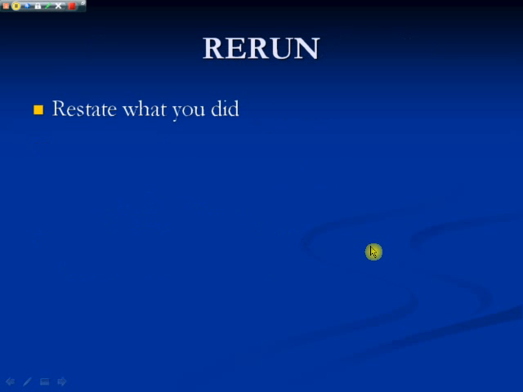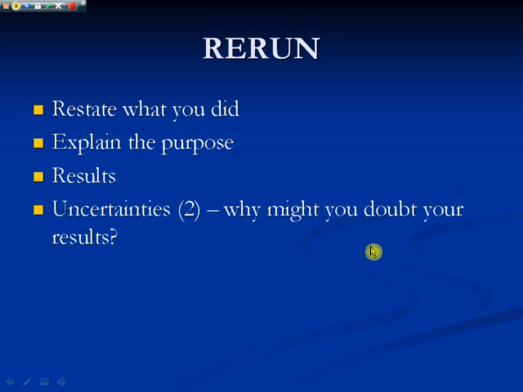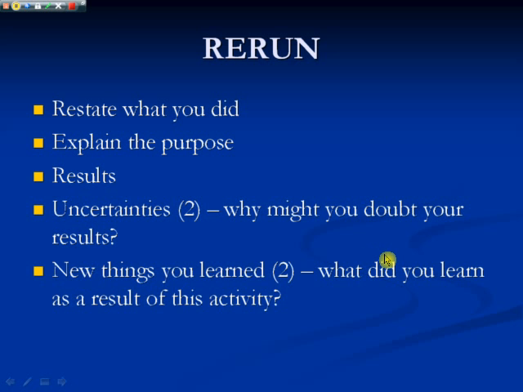Rerun is an acronym that stands for restate what you did, explain the purpose of the experiment, state your results, tell me about your uncertainties, so why might you doubt your results, and then tell me new things that you've learned. What did you learn as a result of this activity?